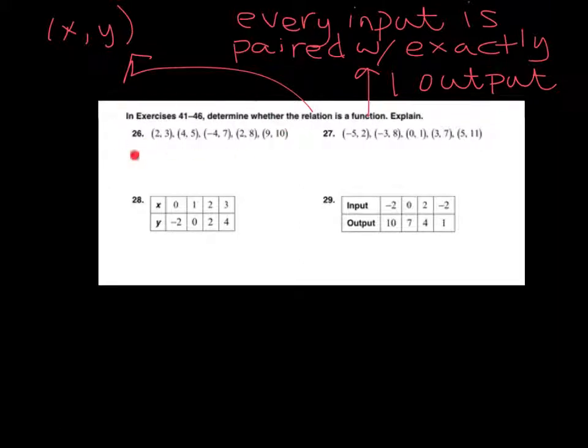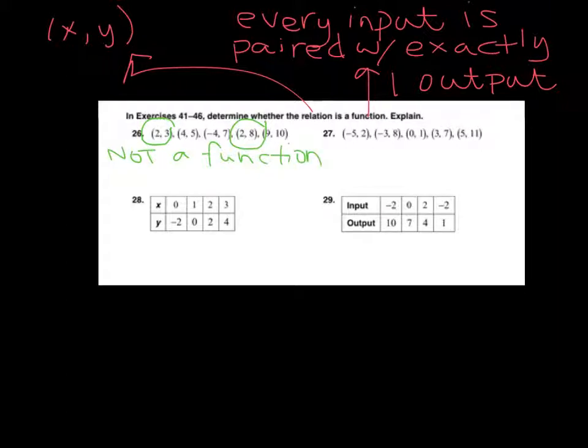So looking at number 26 right here, I see 2, 4, -4, 2, and 9. So we know that we need to go back and look at this ordered pair and this ordered pair because we have some repeating x values. Since x repeats with two different y's, this is not a function. Okay? It's not a function because there's an x value that repeats. So that would be your explanation.